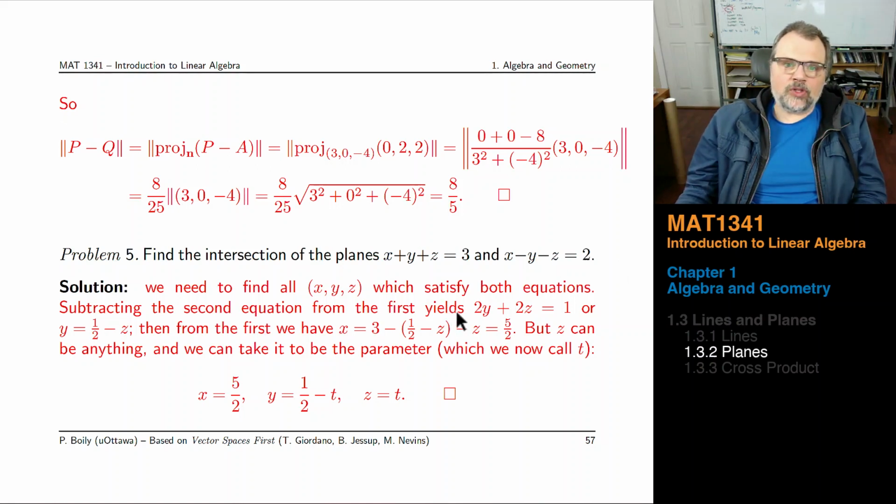So we end up with 2y plus 2z equals 1. So that's also something that's true. It's something that comes from both of these equations. We can then solve for y. I just send the 2z to the other side. 1 minus 2z, divide by 2. So y is going to be 1 over 2 minus z.